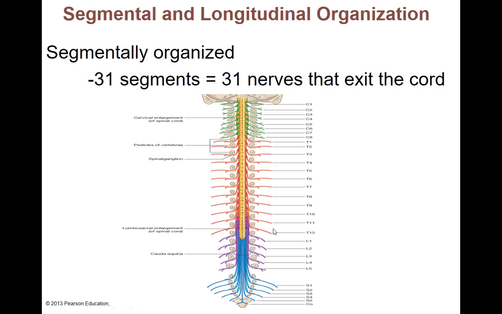There we go. I already said it before: there are 31 segments, 31 nerves that exit the spinal cord. There they all are, numbered C1, C2, C3, and so forth for the different vertebrae they're next to.